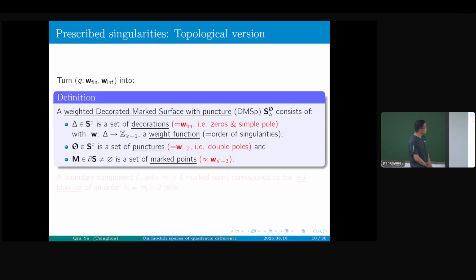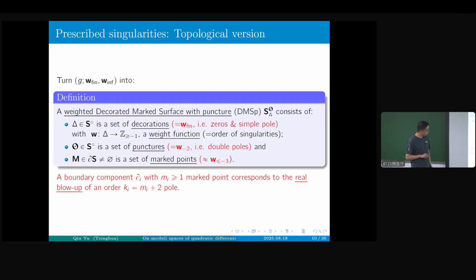Because later we will study the topology of this moduli space, we want to turn the numerical data into topological ones. So, the genus g gives you a topological surface, and for finite singularity, we will turn this into a set of decorations on this topological surface. And the order of the singularity will be given by the weight function. And for a double pole, because its behavior is very strange, we will just call this a puncture. And for a higher order pole, we will replace each pole with a boundary component. So basically doing a real blow up.